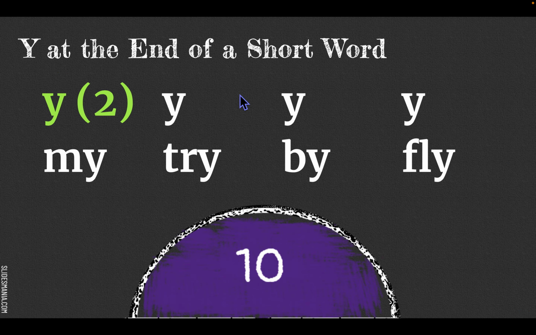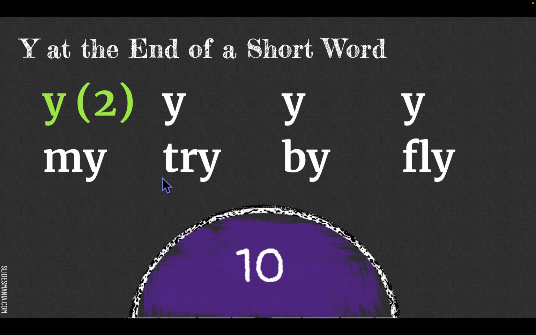For lesson 10, we are going to learn about the sound that Y makes at the end of a short word. Now, the first sound of Y that we learned in level 1 was the consonant sound of Y. But Y, most of the time, actually acts as a vowel. So this is the first vowel sound of Y we're going to learn. And it is the long I sound of I. So when I point to the Y, do the consonant sound, then the long I sound. Y, I. Y, I. Y, I. So when you have a short word with a Y at the end, try the long sound of Y, which is the same as a long I.